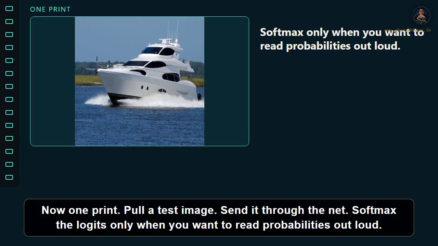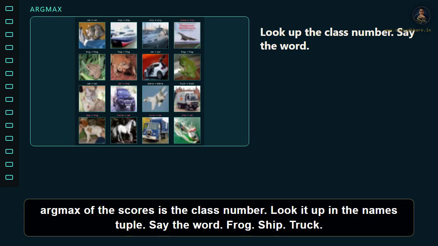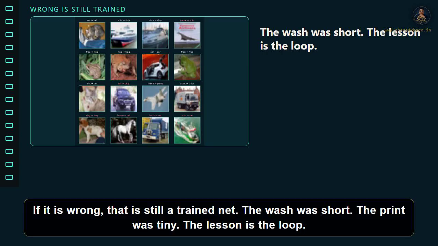Now one print. Pull a test image. Send it through the net. Softmax the logits only when you want to read probabilities out loud. Argmax of the scores is the class number. Look it up in the names tuple. Say the word: frog, ship, truck. If it is wrong, that is still a trained net. The wash was short. The print was tiny. The lesson is the loop.